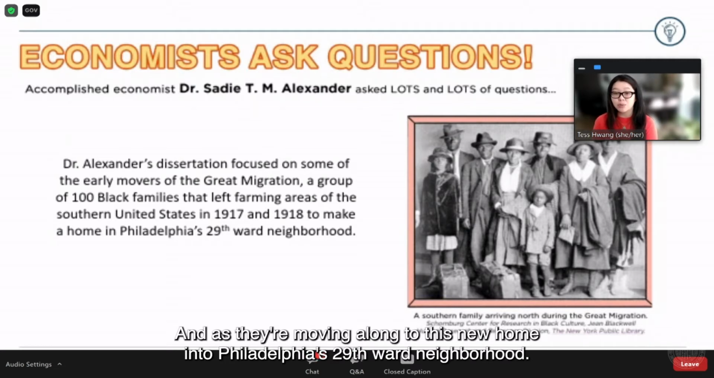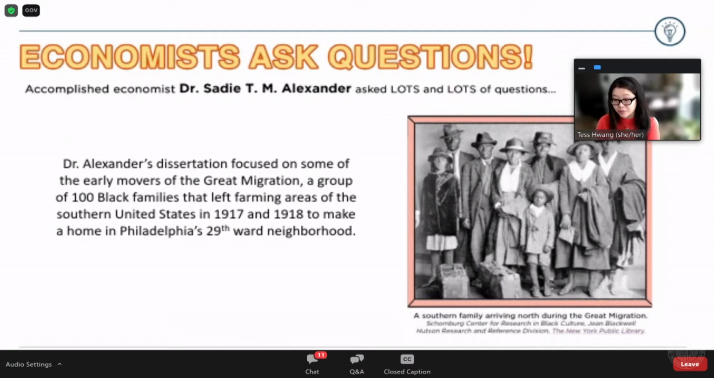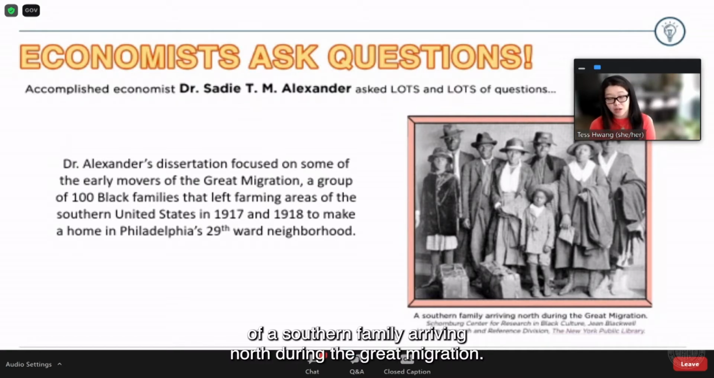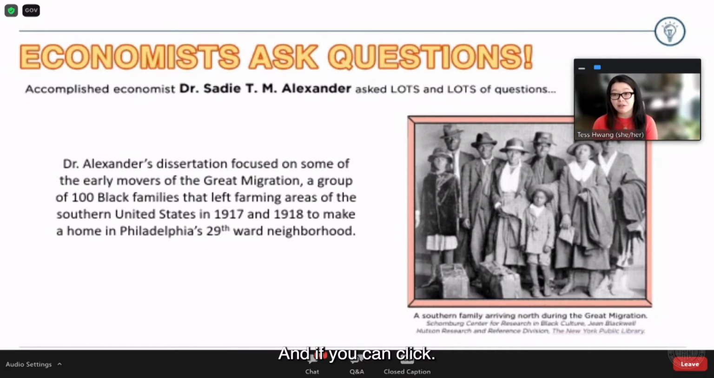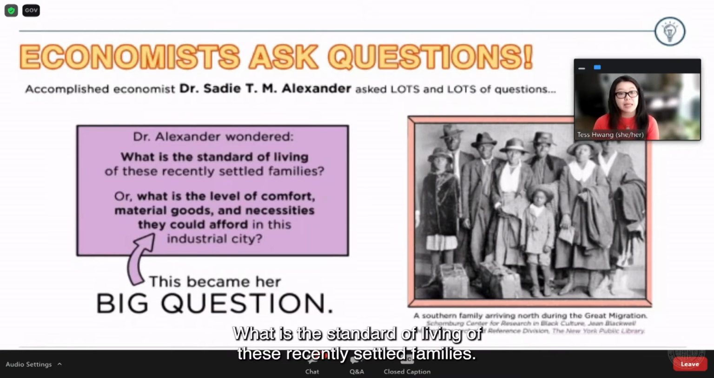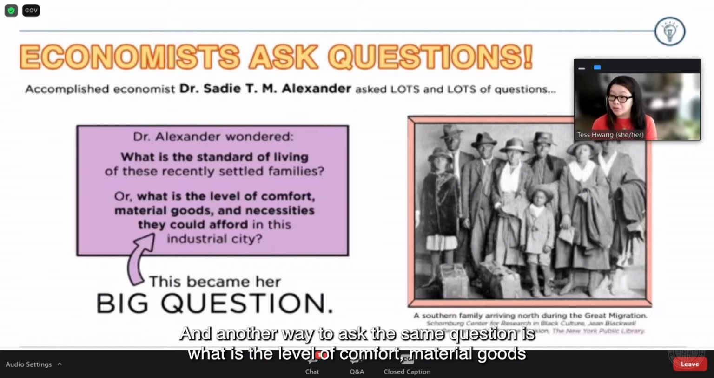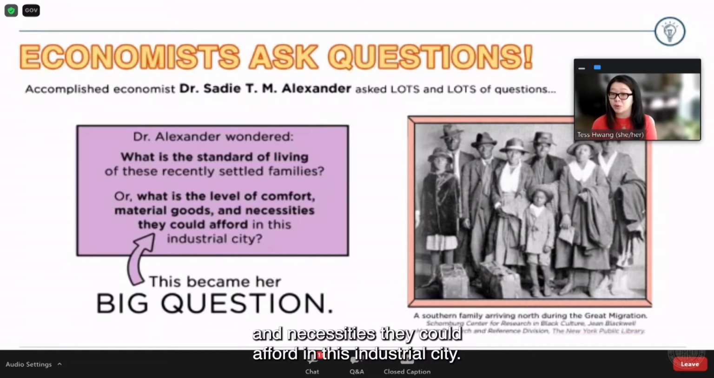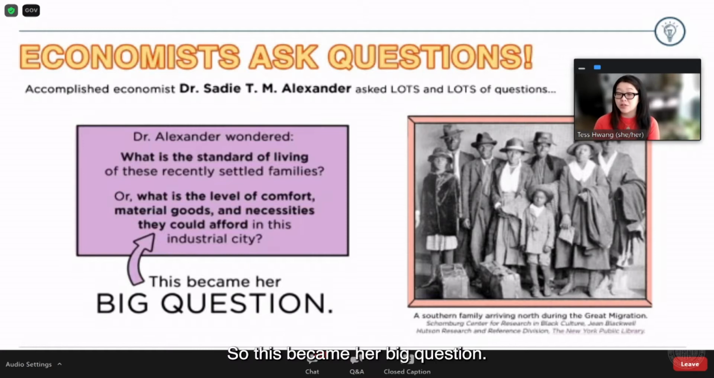And as they were moving along to this new home in Philadelphia's 29th Ward neighborhood. So on the screen, I also just have a picture of a Southern family arriving north during the Great Migration. And you can click. And so her big question became this: what is the standard of living of these recently settled families? And another way to ask the same question is, what is the level of comfort, material goods, and necessities that they could afford in this industrial city? So this became her big question.